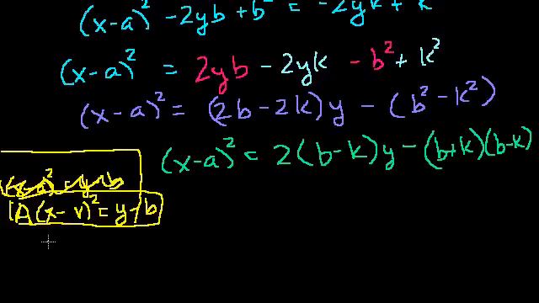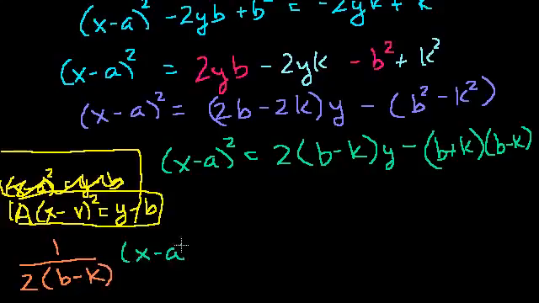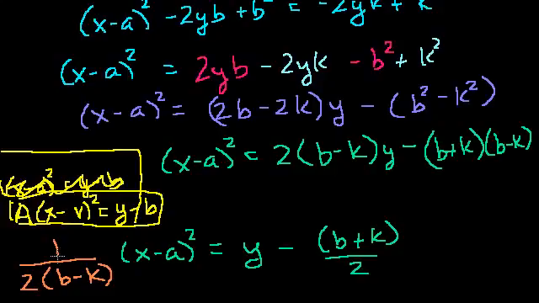Let me do it down here so I have some space. 1 over 2(b minus k) times (x minus a) squared is equal to, well, I'm dividing this by 2(b minus k), so that goes away. So it's y minus, so if I divide this by 2(b minus k), the b minus k's cancel out, and I'm just left with (b plus k) over 2.